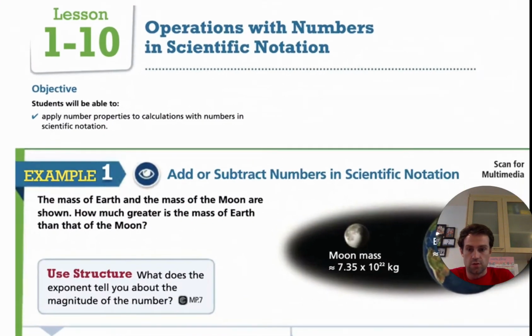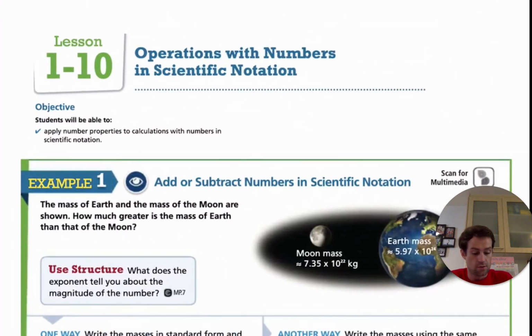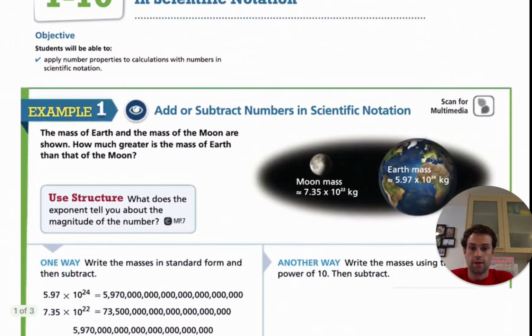And let me zoom in here. So our objectives for today is we're going to apply properties to calculations with numbers in scientific notation. So we're going to be using the properties of exponents in calculating scientific notation values. So we're going to be multiplying numbers that are in scientific notation and dividing numbers that are in scientific notation. All right, so let's go ahead and look at this first example here.